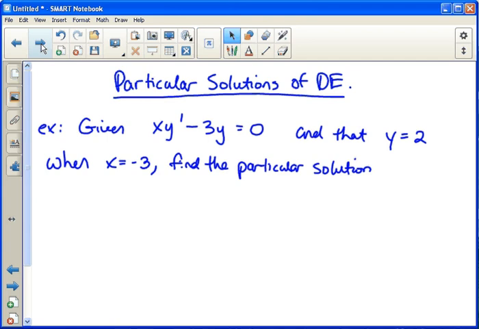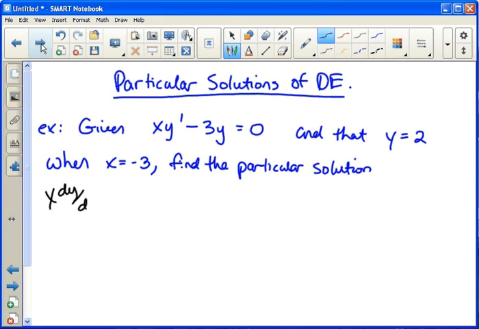So let's try this one. So we still have to go through the whole process of Leibniz, separate, integrate, simplify, and then at the end of all that, we still have to solve for C. Okay, so Leibniz notation, we need to change it to dy over dx instead of y prime. Now we need to separate. I would recommend you move that 3y over first, so add that to both sides. Multiply both sides by dx. Divide both sides by y.